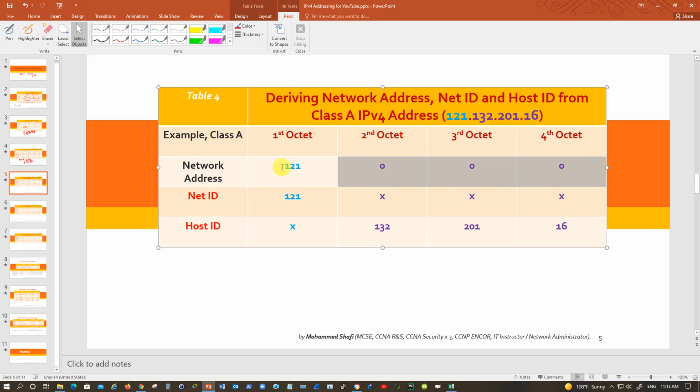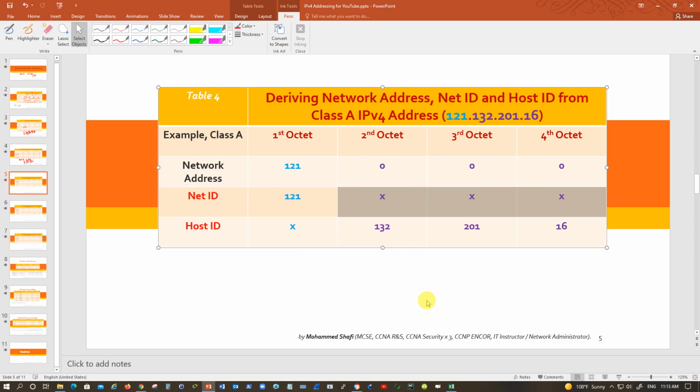121.0.0.0. By looking at the first octet, because it lies between 0 and 127, you know this belongs to class A. So when it is class A, for sure only one section, the first octet, is reserved for net ID, and the remaining are for host ID. So the net ID will be only 121. You are not required to fill this one. In some books and some people, they usually go with 0.0.0 here. Net ID and network address are used interchangeably, but the more accurate way is to just mention 121 as the net ID, because we are not talking about the network address.